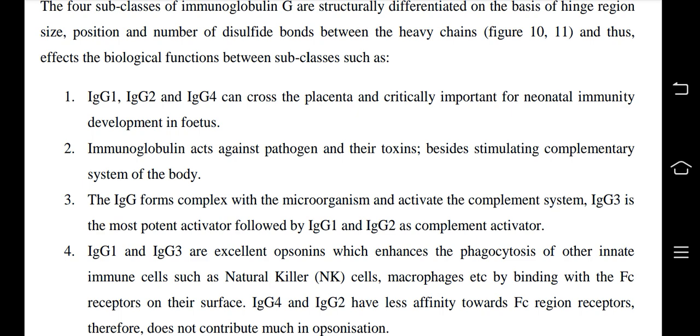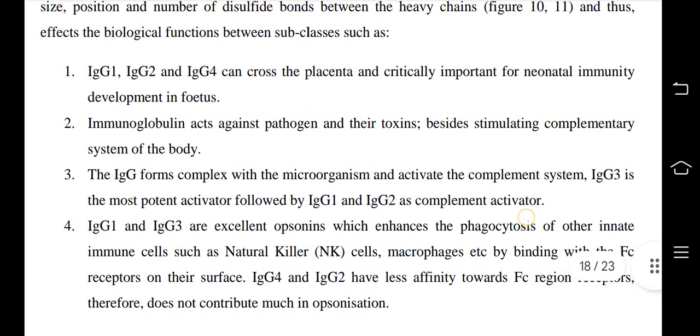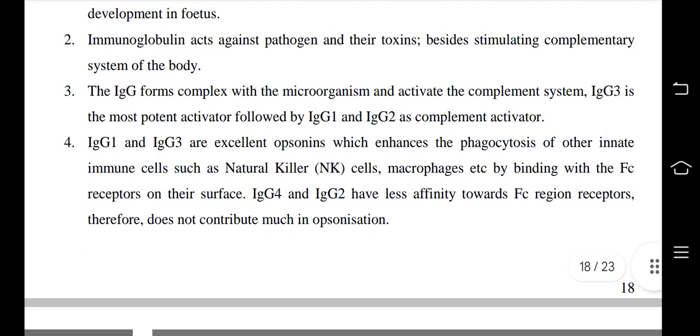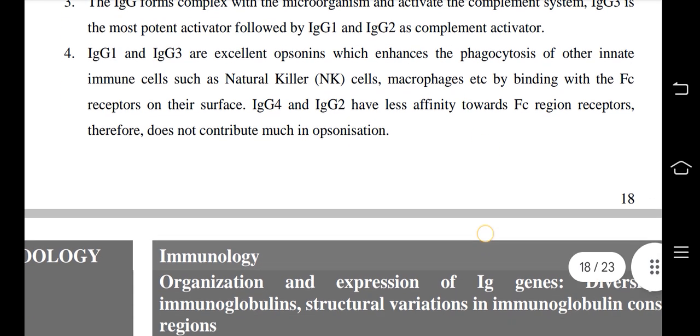The IgG forms complexes with the microorganisms and activates the complement system. IgG3 is the most potent complement activator followed by IgG1 and IgG2. IgG1 and IgG3 are excellent opsonins which enhance the phagocytosis of other innate immune cells such as natural killer cells, macrophages, etc. by binding with Fc receptors on their surface. IgG4 and IgG2 have less affinity towards Fc region receptors, therefore do not contribute much in opsonization.